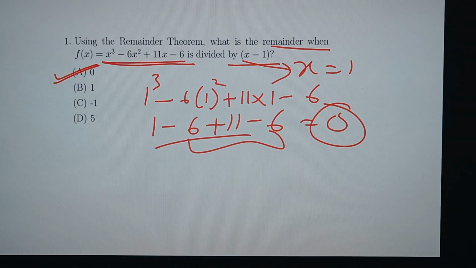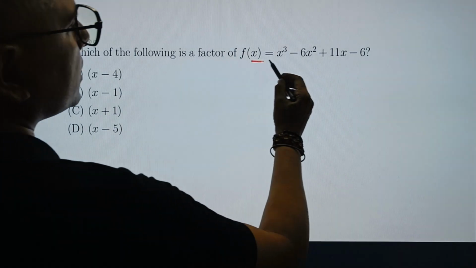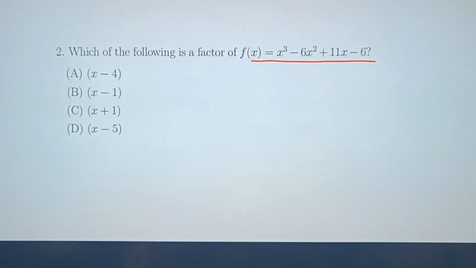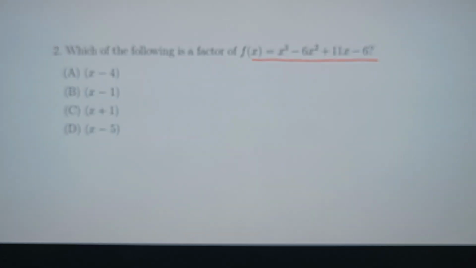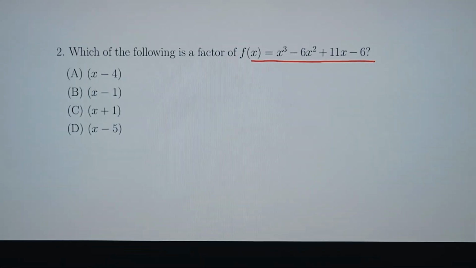So students, I think the concept is clear now. Now let's move toward question number 2. So here comes our question number 2. Which of the following is a factor of f(x) = x³ - 6x² + 11x - 6? Here I am going to tell you how to factorize a cubic polynomial so that your concept related to the factorization of a cubic polynomial will be clear here.